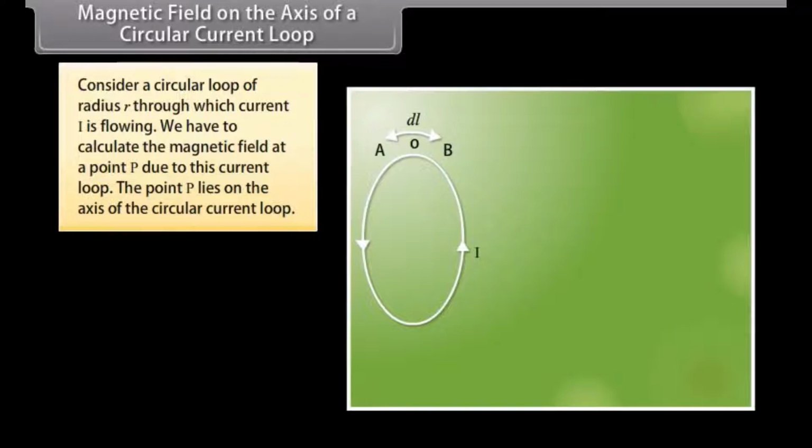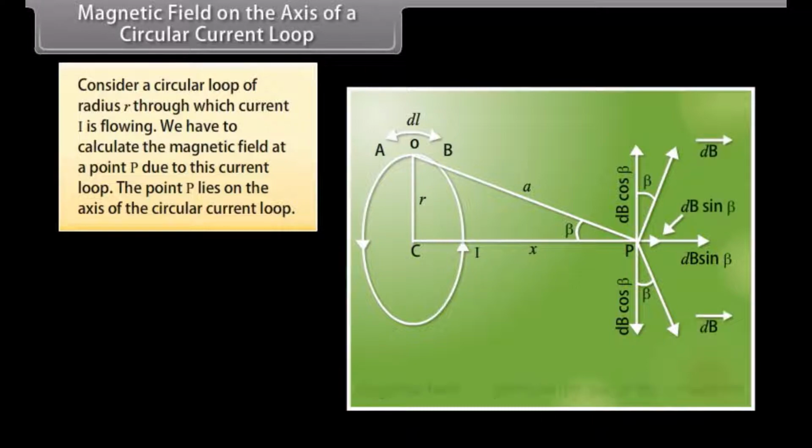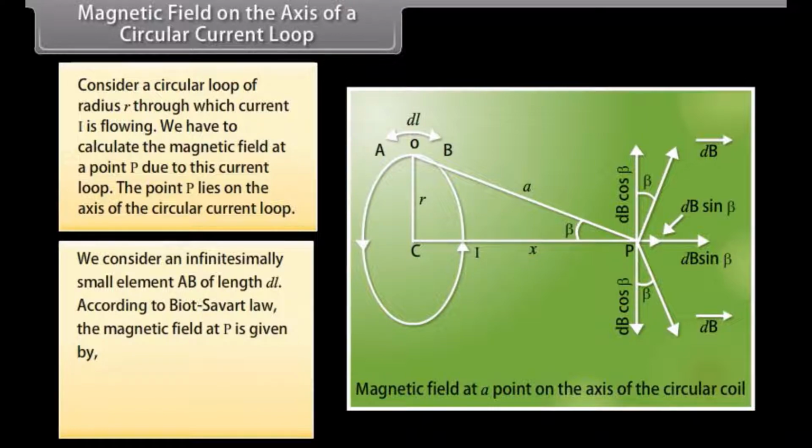Magnetic field on the axis of a circular current loop. Consider a circular loop of radius r through which current I is flowing. We have to calculate the magnetic field at a point P due to this current loop. The point P lies on the axis of the circular current loop. We consider an infinitesimally small element AB of length dl. According to Biot-Savart law, the magnetic field at P is given by mu naught upon 4 pi multiplied by I dl sine theta divided by a square.